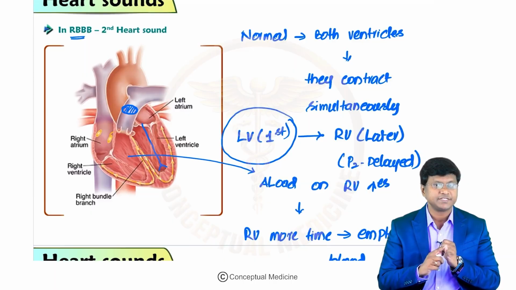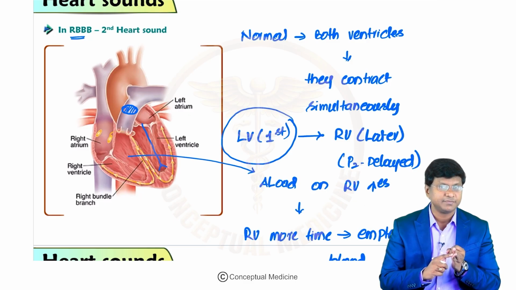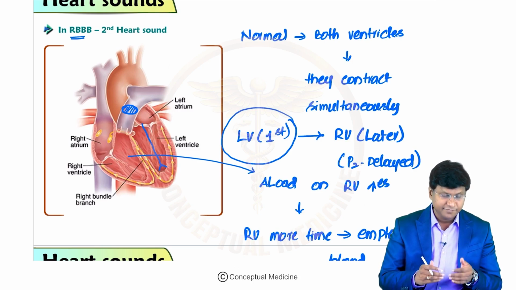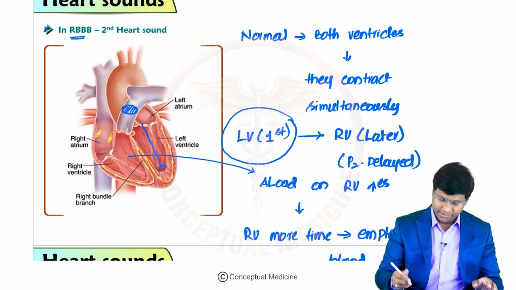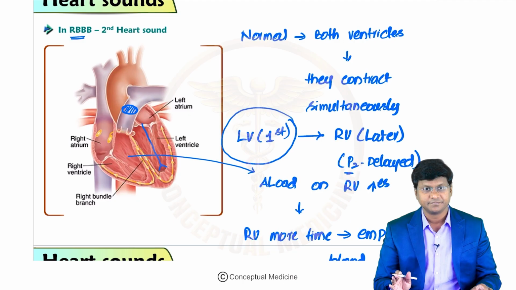So whenever there is pulmonary embolism or pulmonary hypertension, in both of these, the afterload on the right ventricle increases. So when afterload on the right ventricle increases, what happens? It takes more time, that means the right ventricle takes more time for the blood to be emptied into the pulmonary artery. So thereby what will happen to your P2? The P2 will be delayed, right?